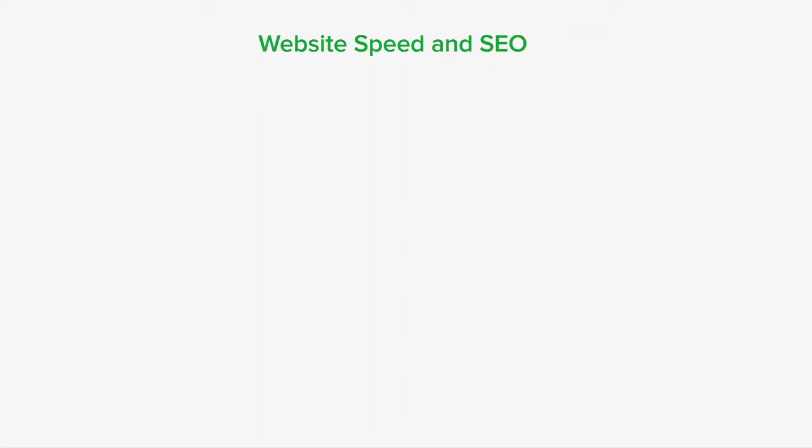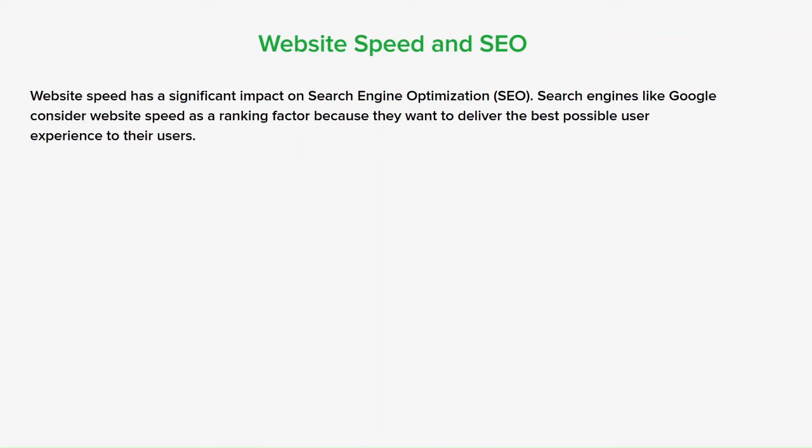So now let's talk about how website speed affects SEO. Website speed has a significant impact on your search engine optimization. Search engines like Google consider website speed as a ranking factor because they want to deliver the best possible user experience. So here's how website speed affects SEO. Google has officially confirmed that website speed is a ranking factor in its algorithm. Websites that load faster are more likely to rank higher in search engines, and Google aims to provide users with fast and relevant search results, so it rewards websites that offer better loading times.